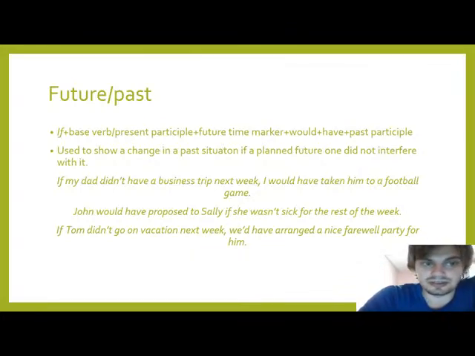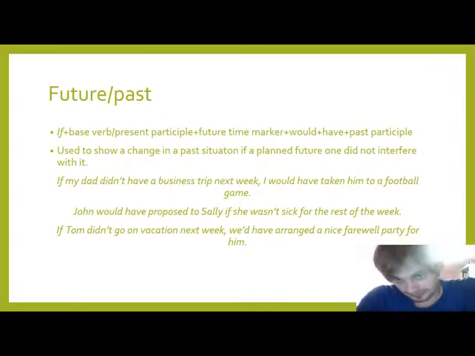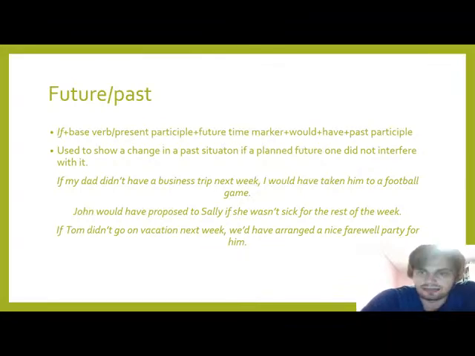So we start off with an if, like always. Then we continue with the subject. We continue with the base verb or present participle after that. And we add a future time marker. Then we add the would and have. Those auxiliary verbs are our saviors for this. And then we add the past participle. For example, if my dad didn't have a business trip next week, I would have taken him to a football game.